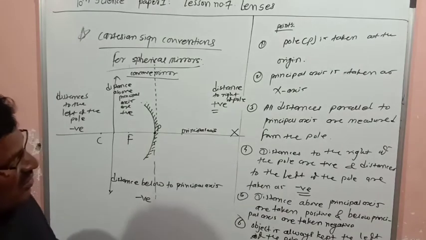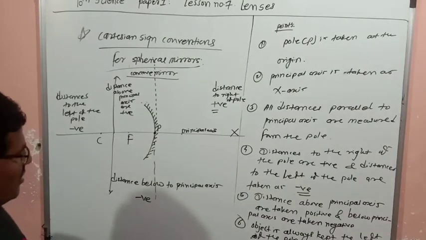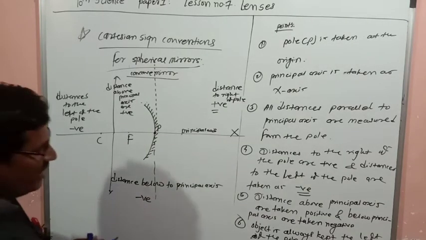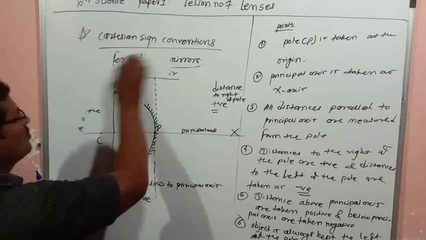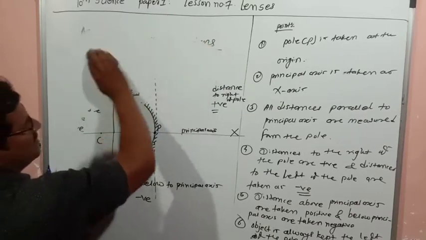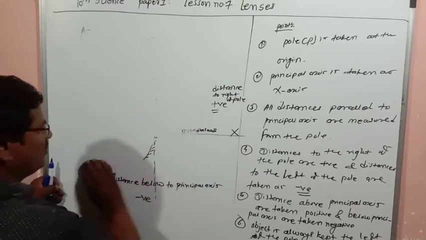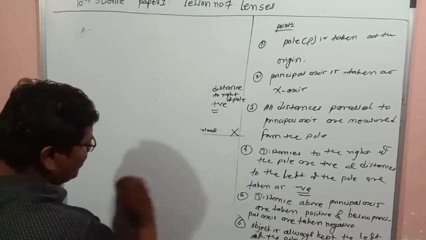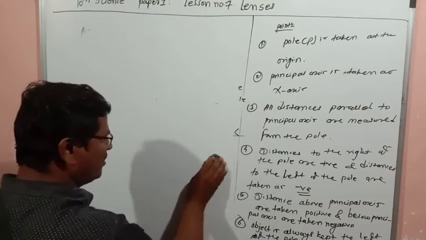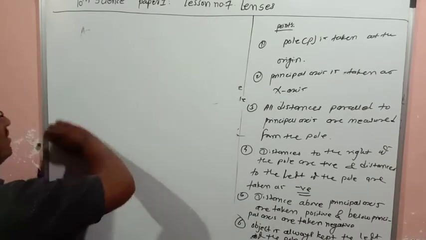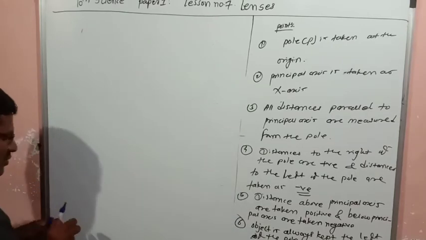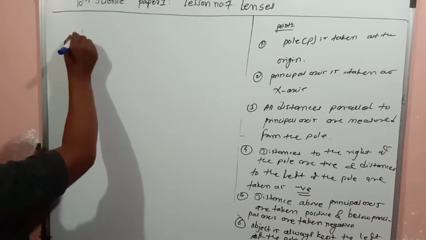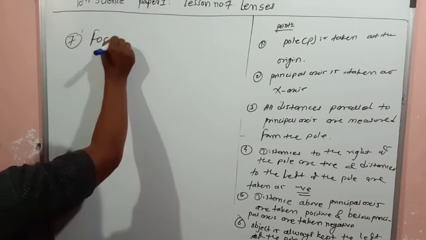And another 2 points are there. That one I will rub and write here. So what is the next point? The 7th point is there, and that point is the focal length of concave mirror and convex mirror. So what is the focal length? That one we will see.